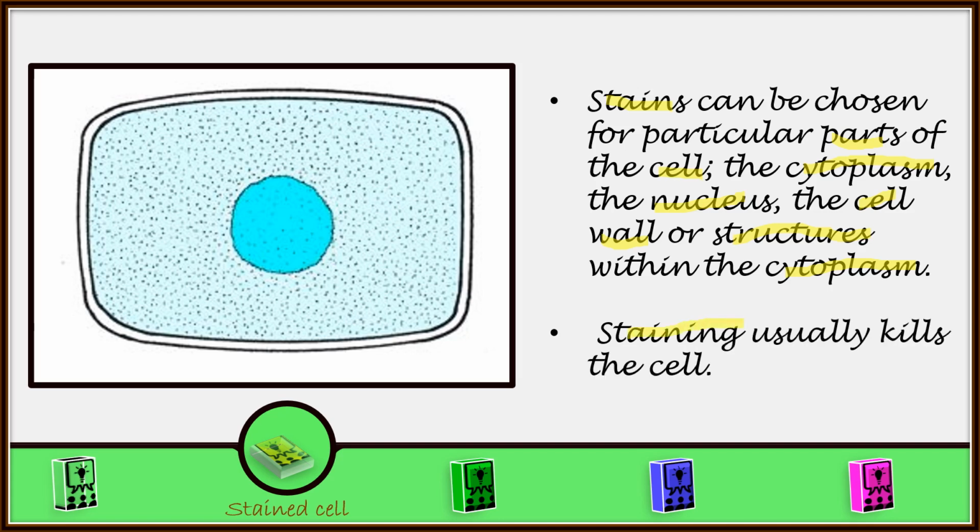Staining usually kills the cell. So when the stain is applied to the cell, it ends up killing the cell.